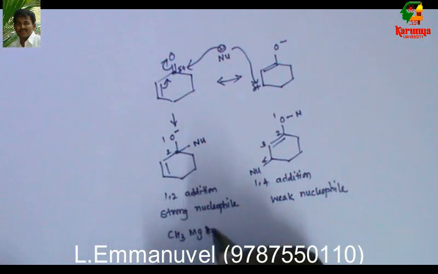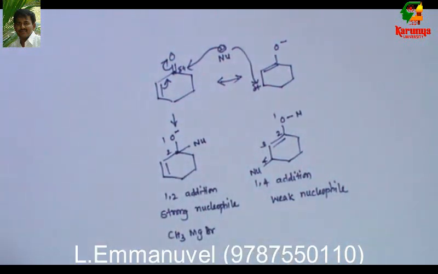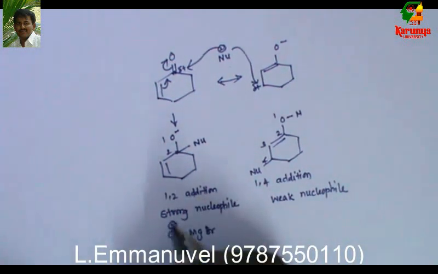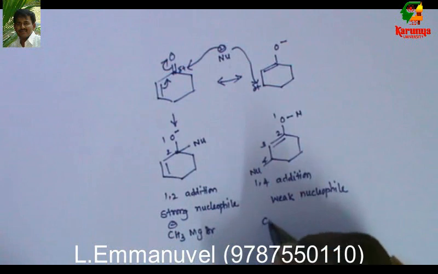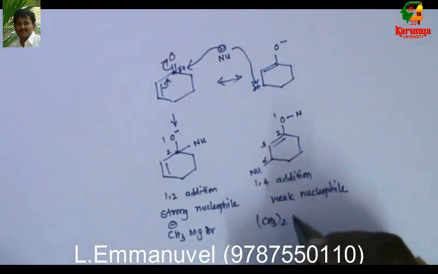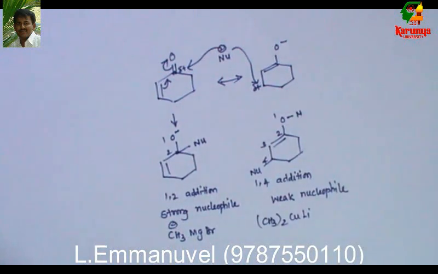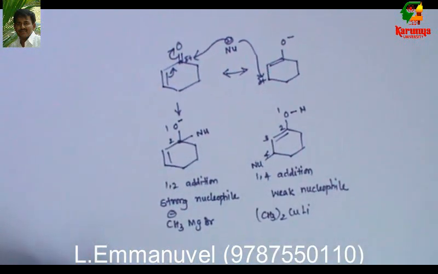For example, CH3MgBr is very strong. Since the carbanion is there, that is very strong, it will prefer 1,2 addition. On the other hand, if you prepare lithium dimethyl cuprate, Gilman's reagent, that prefers 1,4 addition.